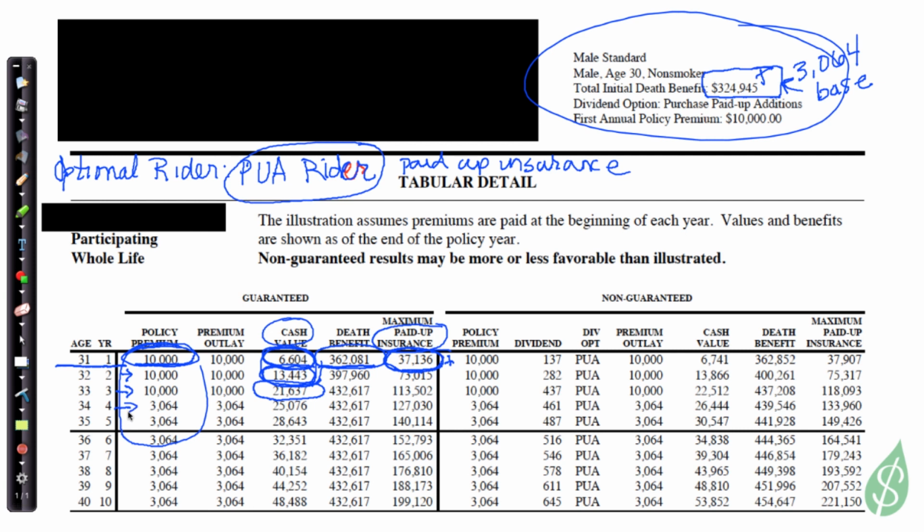In the fourth year, we did something different here, and this is how we structured the policy based on Brian's needs. Now, Brian told us he wanted the maximum cash value he could get. He wasn't so concerned about how much death benefit that bought him. He wanted the maximum cash value. So we noticed that if Brian just pays $3,064 this year, look at what his cash value increases by. It went from $21,637 to $25,000.